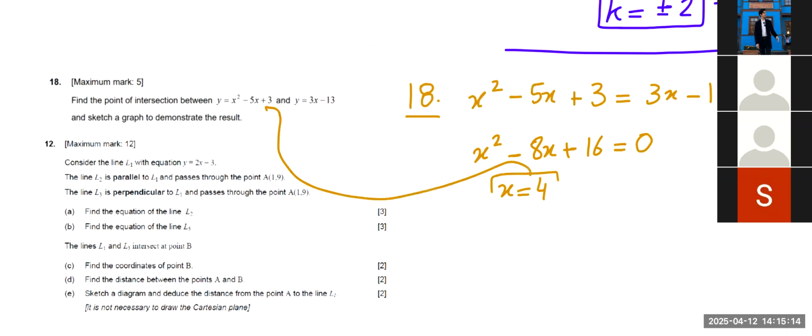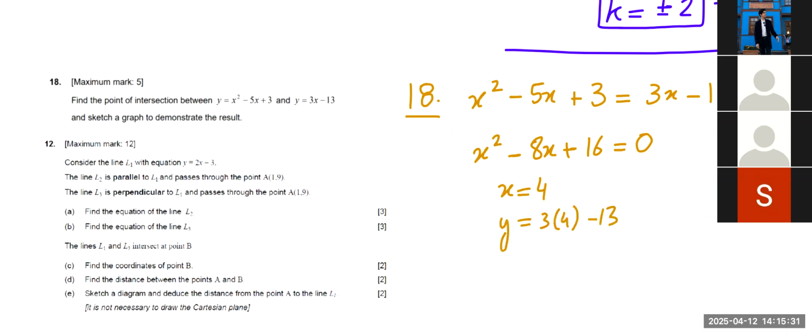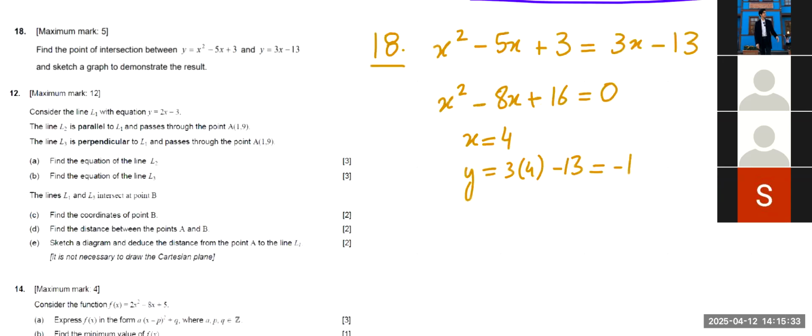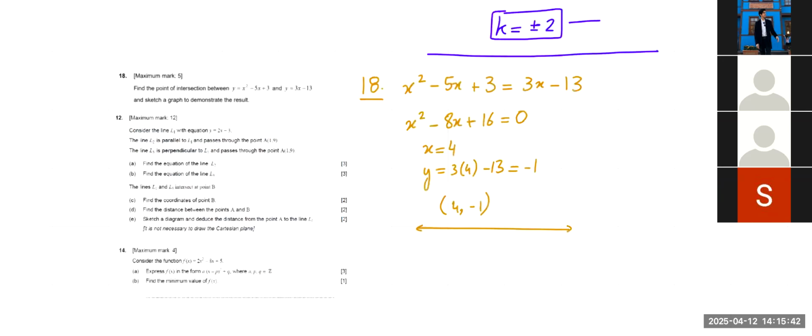Unless you're very mathematically smart, basically, you can plug it into this one because it's going to be much easier to calculate. So y equals 3 times 4 minus 13, which is 12 minus 13, which is -1, which means that the only point of intersection is (4, -1). Is that clear? Everybody good?